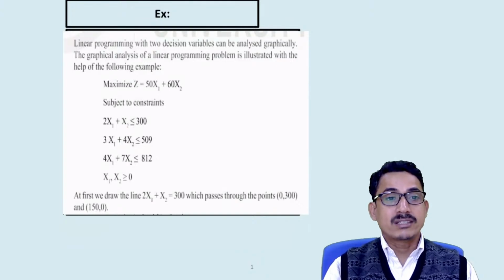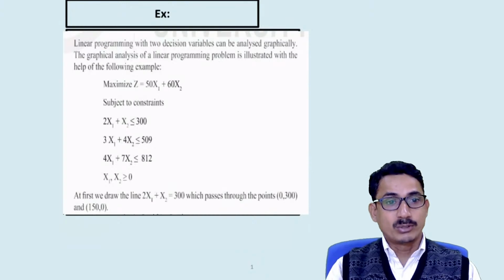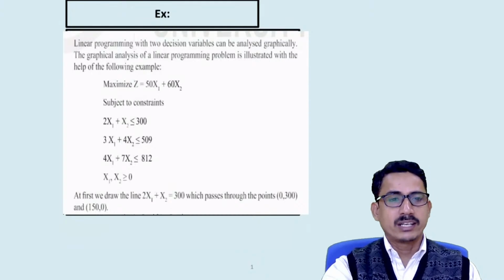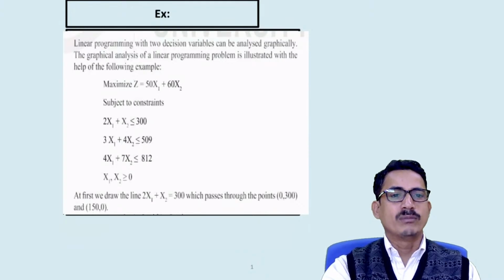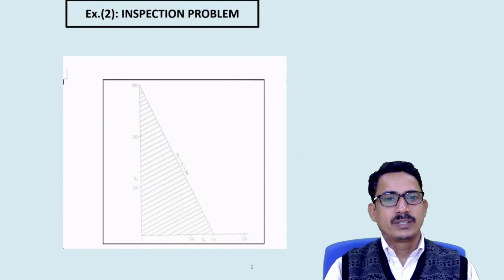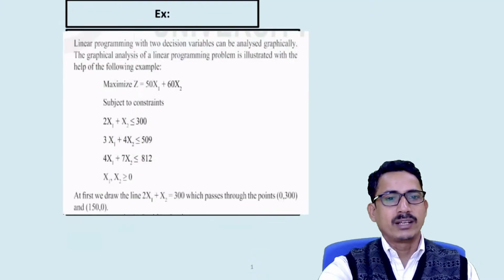Here you have 3 constraints: 2x1 plus x2 less than or equal to 300, 3x1 plus 4x2 less than or equal to 509, 4x1 plus 7x2 less than or equal to 812. So all these 3 inequalities are less than or equal to. We will take them one by one, then finally we will merge them. The first is what? 2x1 plus x2 less than or equal to 300. This figure you have taken. This is the line you got, by taking these 2 points, 0, 300 and 150, 0, and joining them.